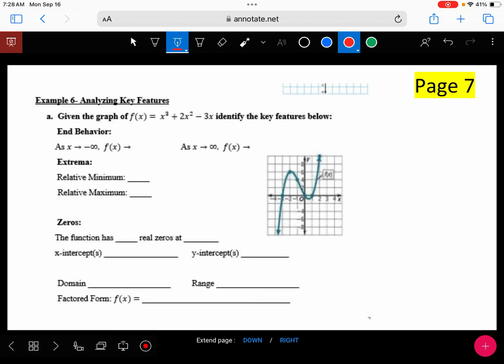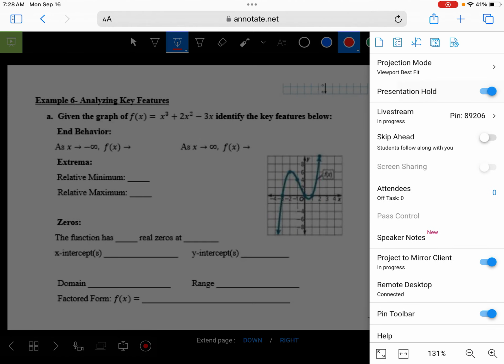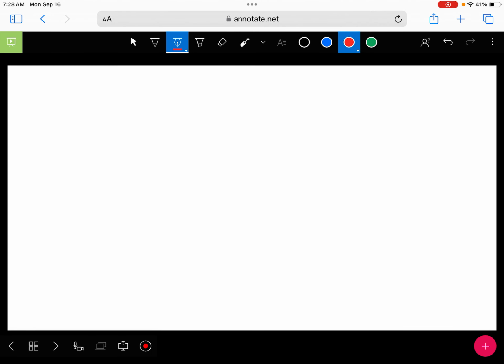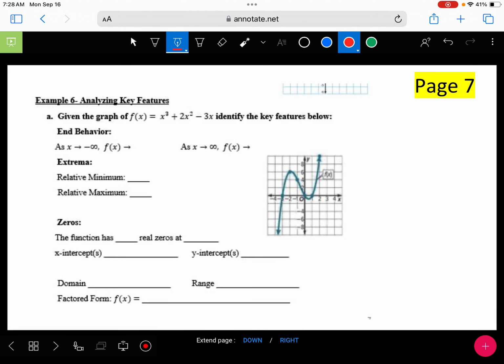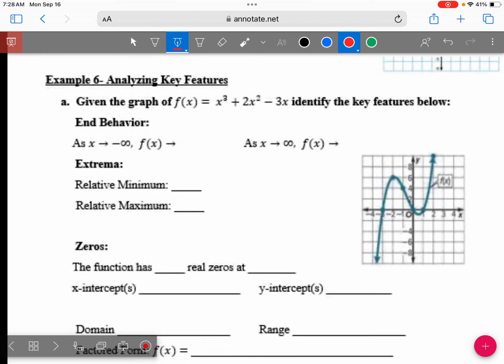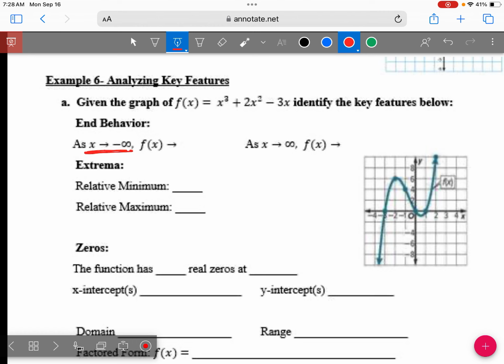All right, let's look at this next one, page 7. So we got 3 more to go. So for page 7, it says the first thing we need to do is describe our end behavior. So this, anytime it says negative infinity, that's the left arrow. Positive infinity is the right arrow. So if you look here, notice on the left side is going down, so that means negative infinity would go here. And the right arrow is going up, so that would be a positive.